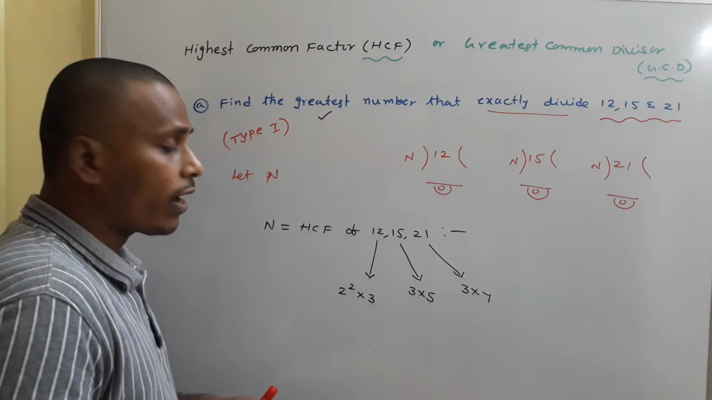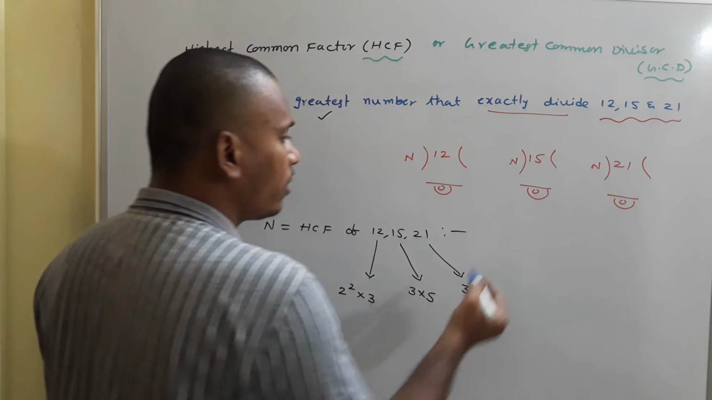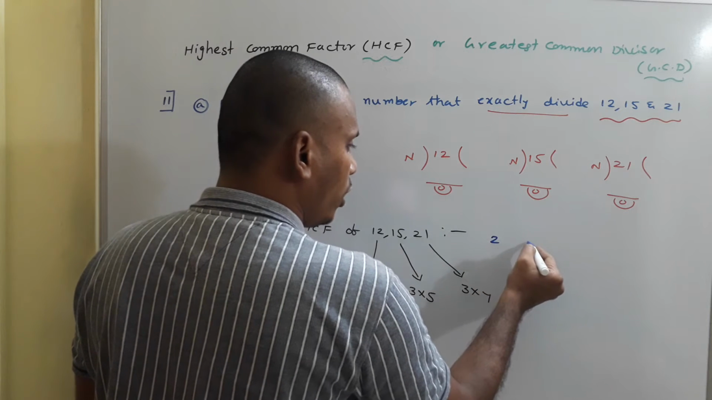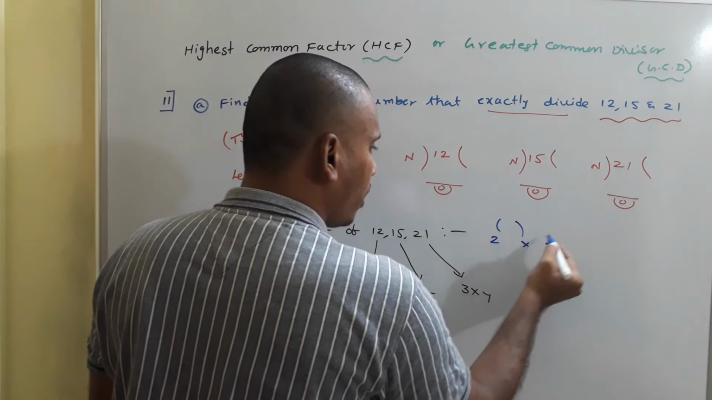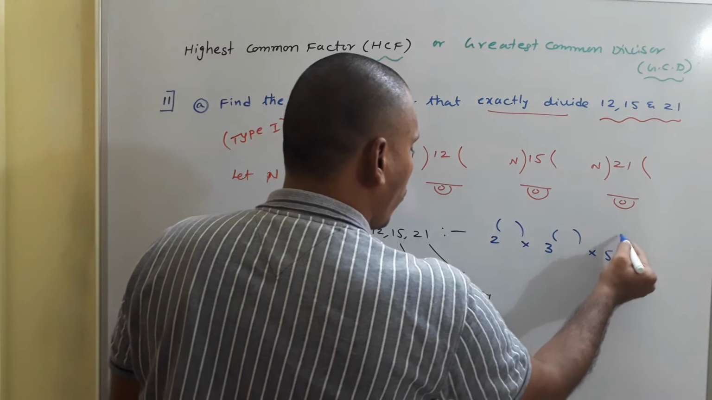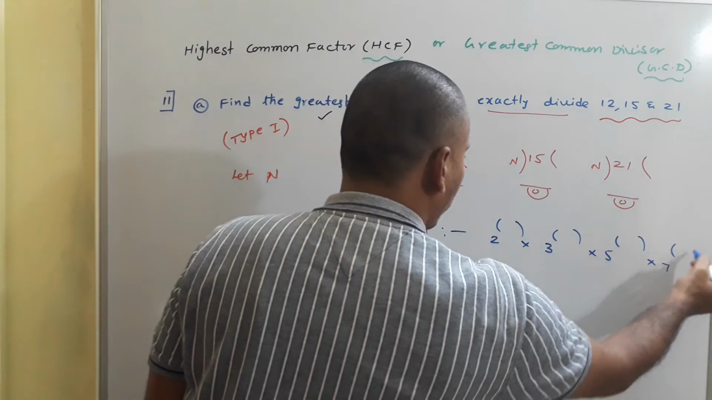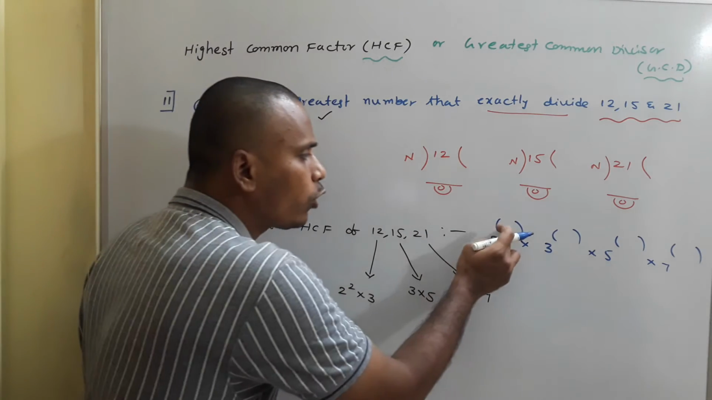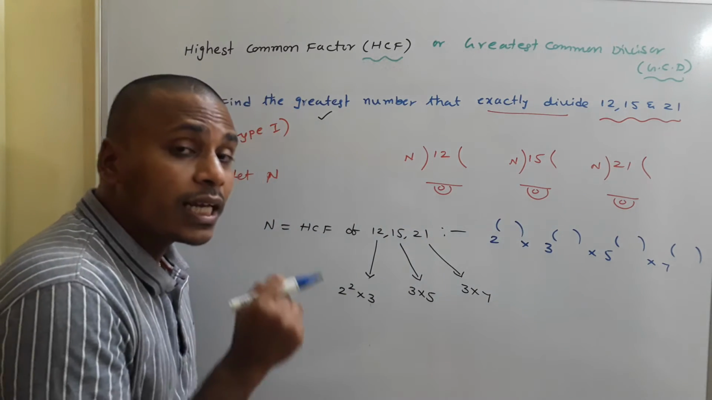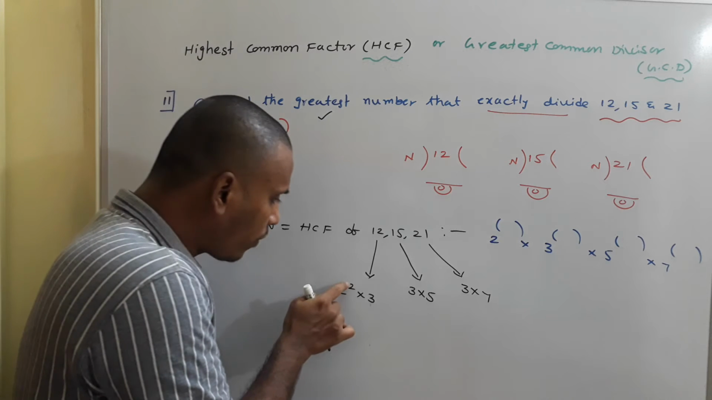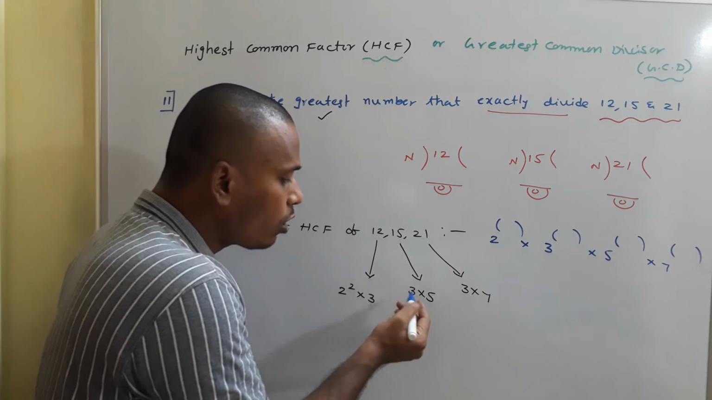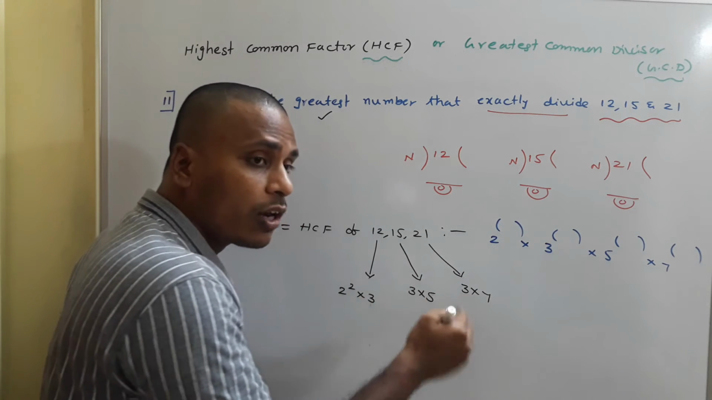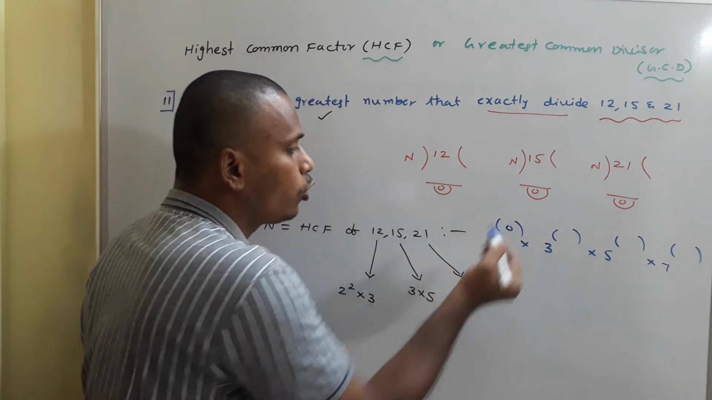As I mentioned, to find the HCF using this prime factorization method, we need to write 2 power something into 3 power something into 5 power something into 7 power something. Just for your understanding, I mentioned everything. What do we need to write at the power of 2? The least number. Here 2 power 2. Since 2 is not involved, 2 power 0. So we need to write 0 here.